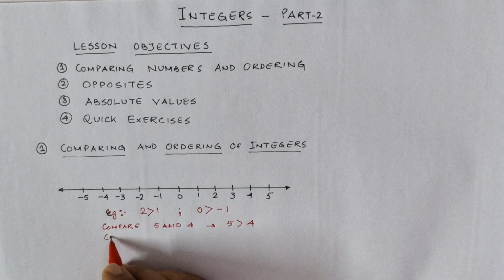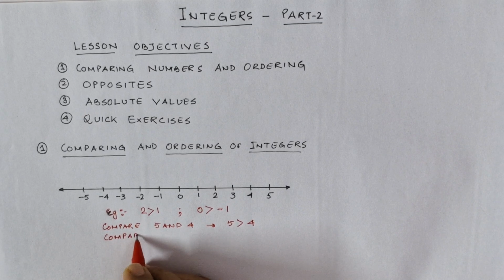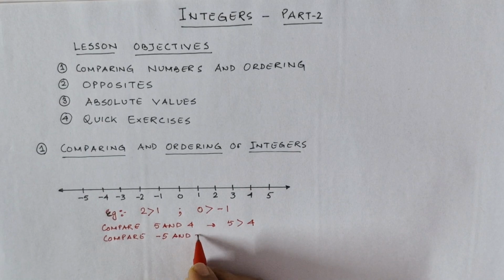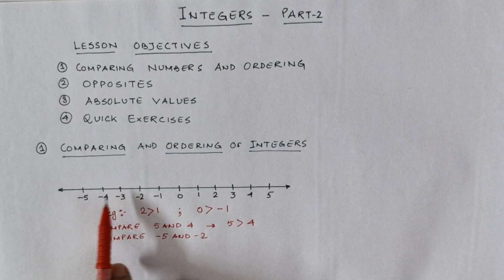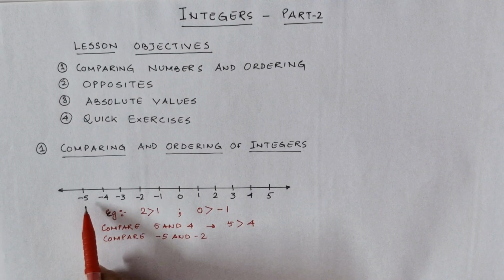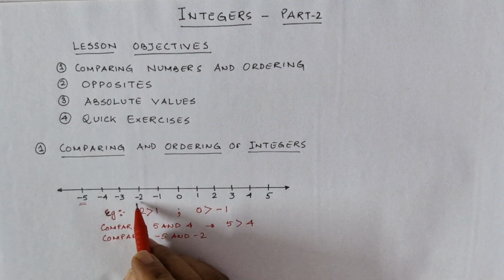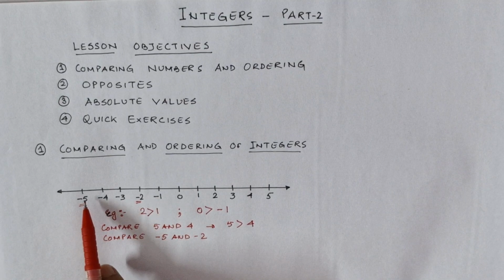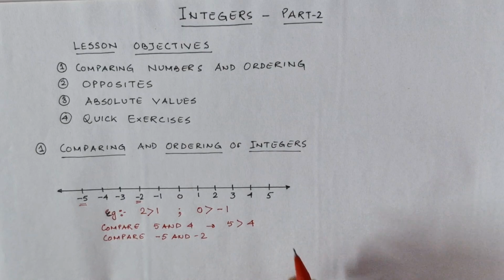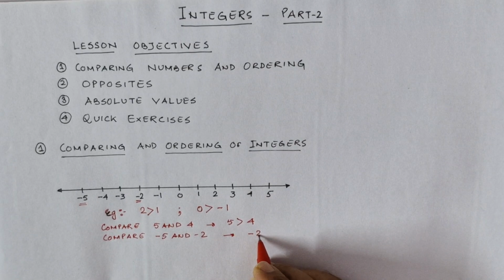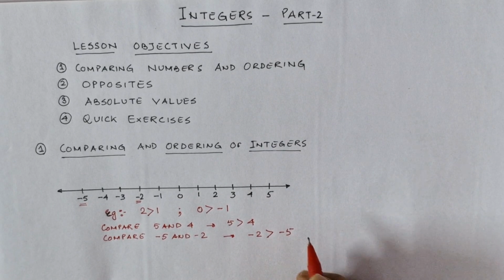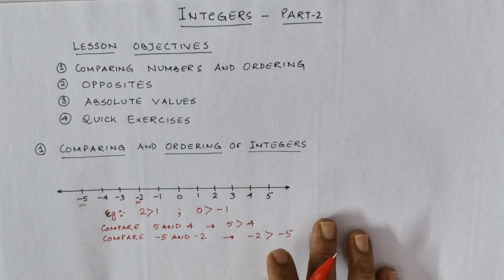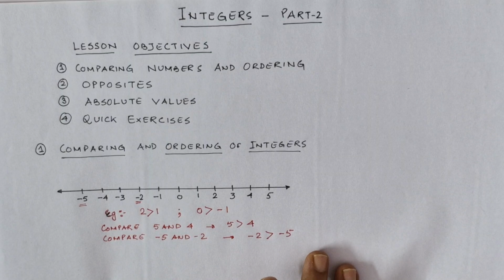Now if you are asked to compare two negative integers like minus 5 and minus 2, look at the number line. So where is minus 5? Here is minus 5. And where is minus 2? Here is minus 2. So which one is on the right of which? Minus 2 is on the right of minus 5. That is why we can say minus 2 is greater than minus 5. Got it? Now, if you have a number line, you can easily compare integers, right?